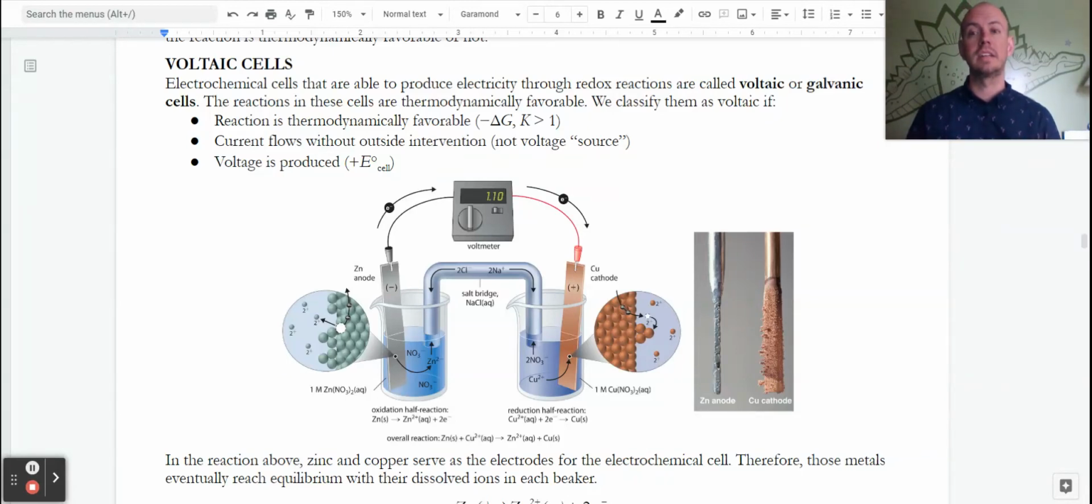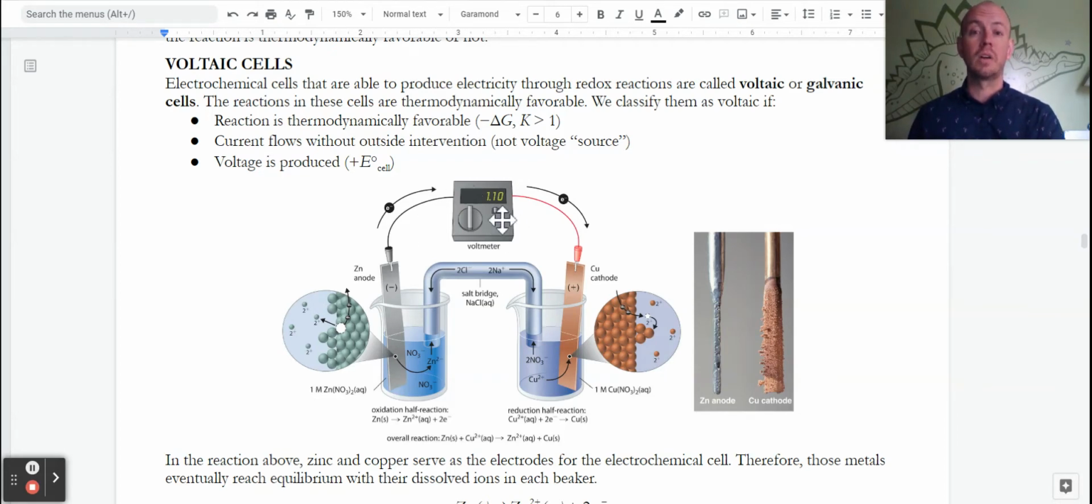Voltaic or galvanic cells are electrochemical cells that are favorable. We classify it as voltaic if these three things are true. It's thermodynamically favorable, which means the overall reaction would have a negative delta G and a K greater than 1. The current flows without needing an outside source, and the voltage for the reaction, which we'll talk about, is positive. So just by looking at a picture, if we have any of this information, we can know that it's voltaic.